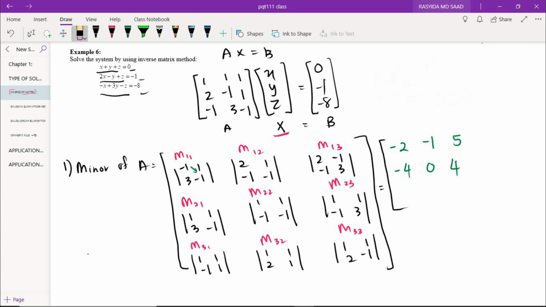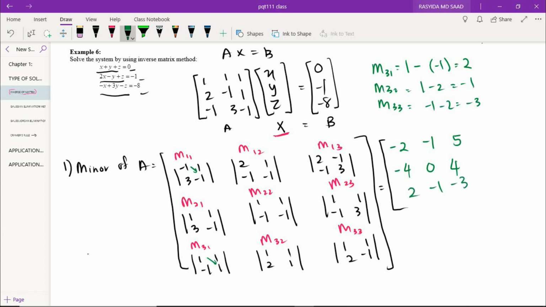Okay, I just write down because you can see it clearly. Let's say if you get the answer wrong, at least you can check it, okay? 1 times 1, 1 minus negative 1, so 2. M32, 1 minus 2, negative 1. M33, negative 1 minus 2, so you get negative 3. So 2, negative 1, negative 3. So this is our final.